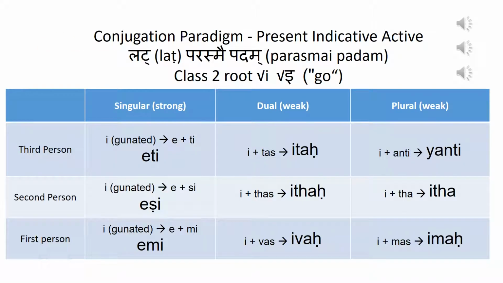Let us now take the paradigm for the present indicative active of the class 2 root E, go. The personal endings for the present indicative active mentioned in lesson 1 apply here also. Note the gunation in the strong forms. Note also the retroflexion of is in the second person singular. Note also the sandhi in the third person plural. E plus anti becomes yanti.